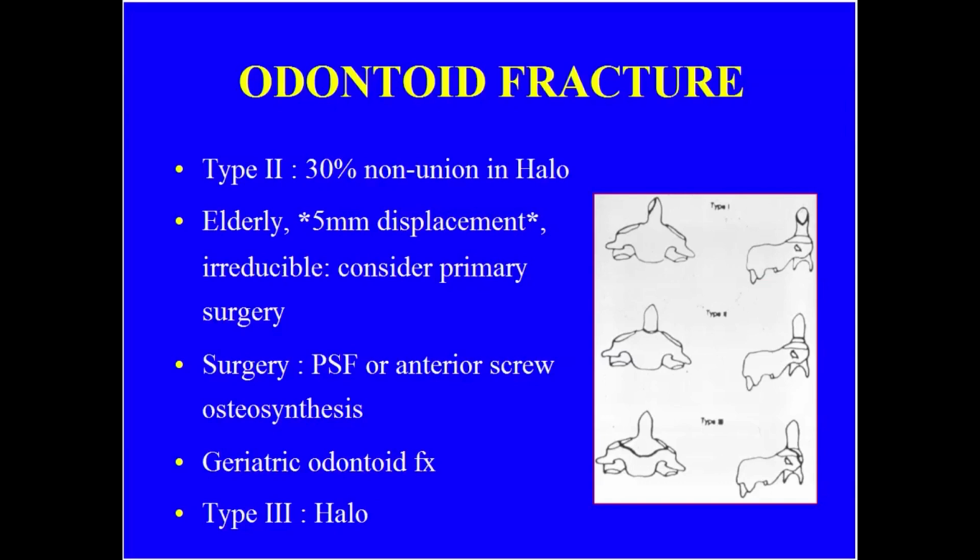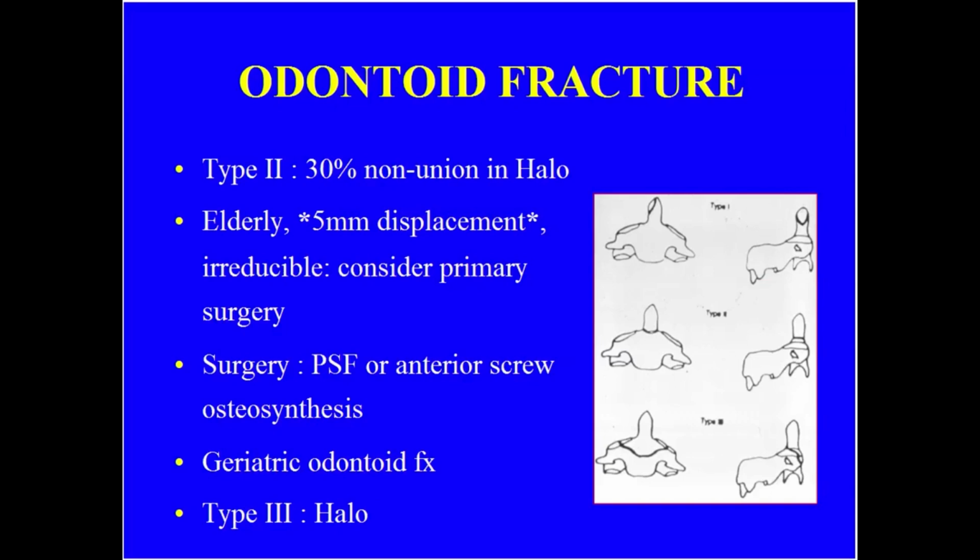And the most predictive factor for a non-union, and the thing that I think you're most likely to be asked about, is the initial displacement. If the fracture is displaced 5 millimeters or more on the initial x-ray, the risk of non-union in a halo is 50% or greater, and most surgeons will recommend surgery, and most patients are not going to want to spend 12 weeks in a halo, only to have a greater than 50% chance that they're then going to need surgery. So that would be considered an indication in most people's hands for surgery.